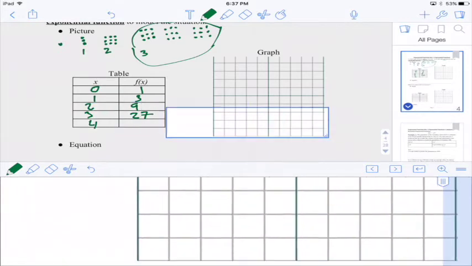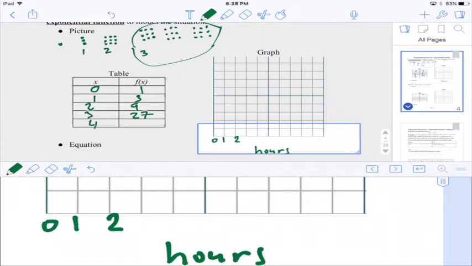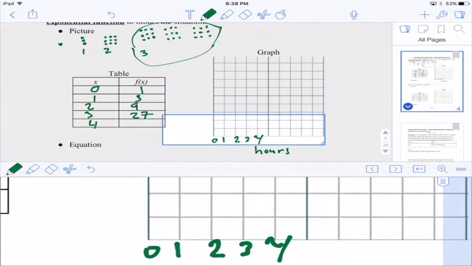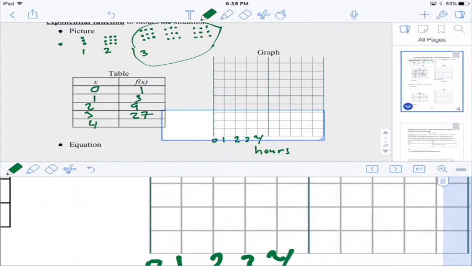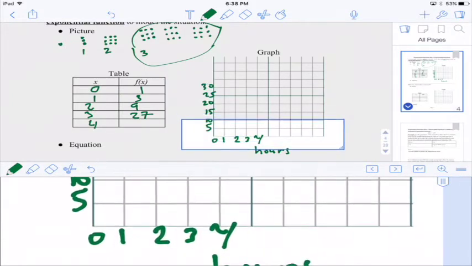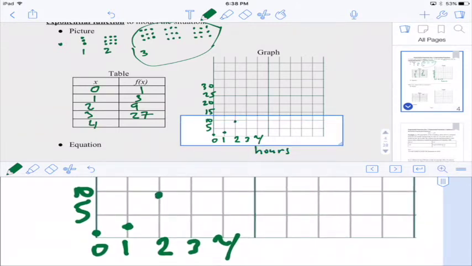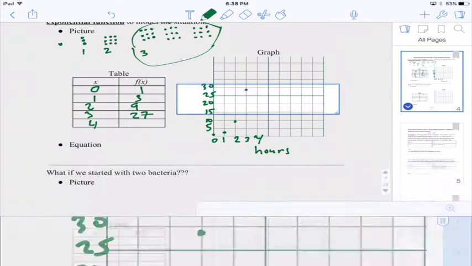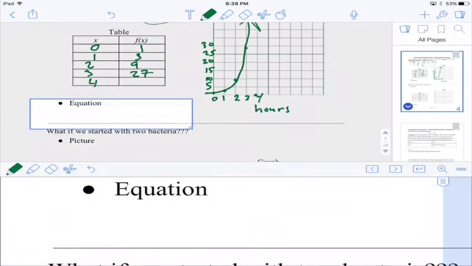So we can draw that on our graph. So we'll label this our number of hours, and so 1, 2, 3, 4. And over here will be our number of bacteria. So I need to get to 27. I'm going to count by 5. So at 0, we had 1. At 1, we had 3. At 2, we had 9. And at 3 hours, we had 27. So that's what an exponential function looks like again. Remember, it shoots up.